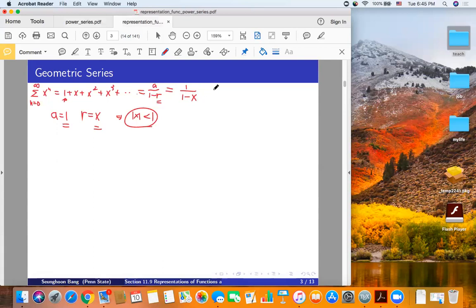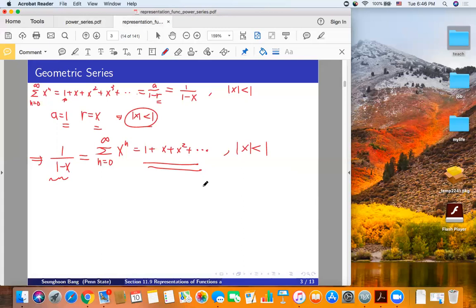When do you have this convergent result? When the absolute value of x is less than 1. In this domain, the power series equals 1 over 1 minus x. So we can go backward: if 1 over 1 minus x is given, we can change it to the power series representation, the summation n equal to 0 to infinity of x to the n, with expanded form 1 plus x plus x squared and so on. This holds when the absolute value of x is less than 1. So this is the idea: 1 over 1 minus x is given, and you can change it to the power series representation.